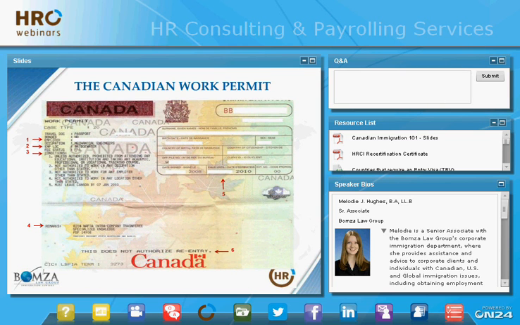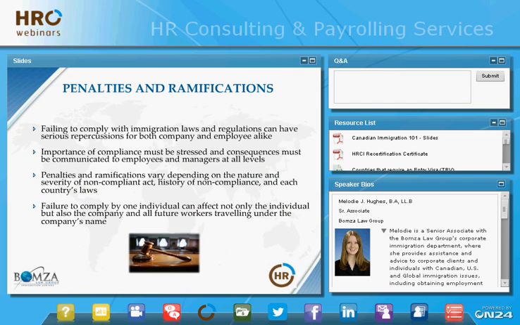Now, I know we are running a little bit short on time, so I won't go into too much detail with respect to the penalties and ramifications, other than saying that compliance. Companies and employees alike can be subject to very serious penalties if you're found either to be hiring a foreign worker without a work permit or hiring them in a position or paying them a wage that doesn't reflect what they've been authorized to do.